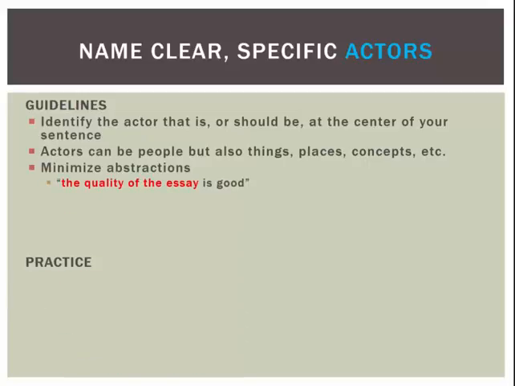So for example, in this sentence, our subject is not a very clear actor. The subject here is the quality of the essay. And note that because we have a blah actor, we also have a very blah action in is. So this needs revision clearly. So a better version, I think, would be the essay is good. Although in that we still have a blah action in the verb slot. So why not? I prefer the essay rocks. Clear specific actor in the subject slot, clear specific action in the verb slot.